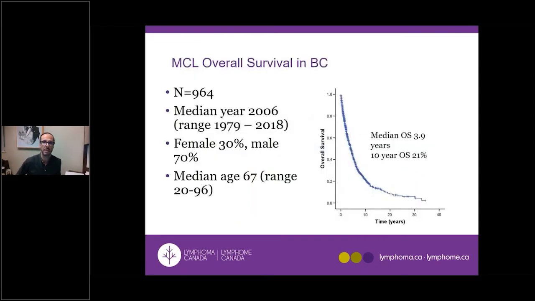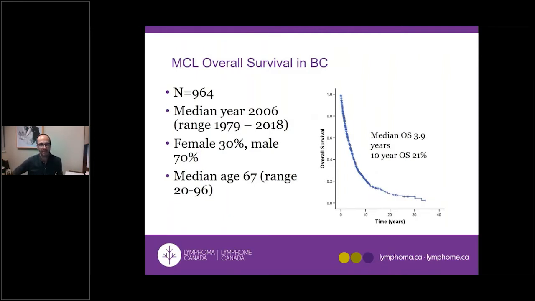So in British Columbia, we're lucky that we have the lymphoid cancer database and we can look at outcomes in all of our patients. And we've been collecting outcomes for almost 40 years. So here's a broad look at almost 1,000 patients treated between 1979 and 2018 at the BC Cancer. You can imagine that treatments have changed over time and diagnosis has changed over time, but just to get a sense of what the outcomes have been historically in British Columbia.